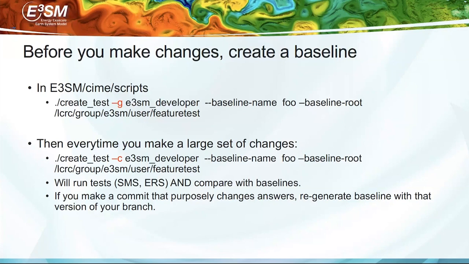Then every time you're going to make a large set of changes, you can run the same command, but instead of -g, you use -c, which means compare. That will run this same test suite, so it'll run some basic tests like a smoke test or a restart test on all these cases. But it'll also do a bit-for-bit comparison of the output with the baseline you generated earlier. If you make a commit that purposely changes the answers, which you might do, you'll want to regenerate that baseline. It just keeps your branch nice and healthy while you're developing, so that we don't have to find all the problems when we start testing it nightly.